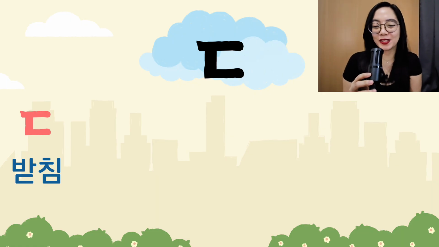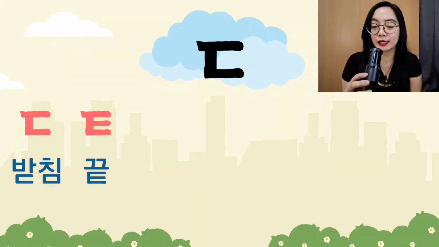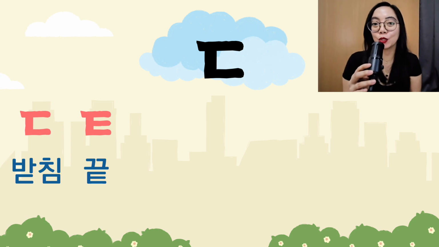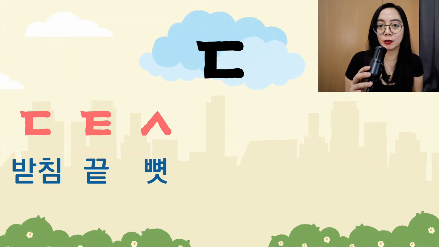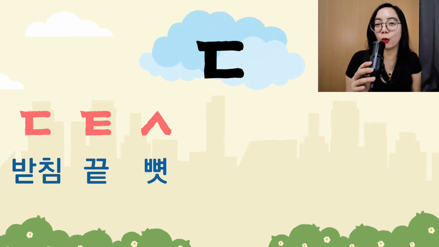Our next final consonant is this one, which as you know, is an aspirated consonant as an initial consonant sound. But as a final consonant sound, it's just sounded like its basic counterpart, like in the word 끝, which means the end. This consonant is also pronounced as t as a final consonant sound, like in the word 뼈, which means the bones or the core.